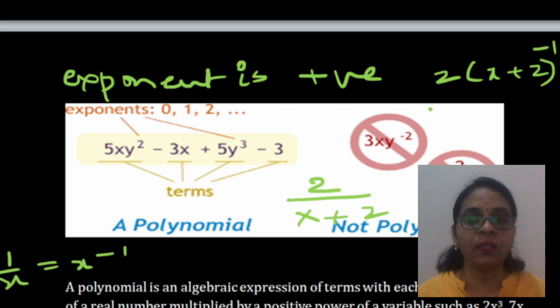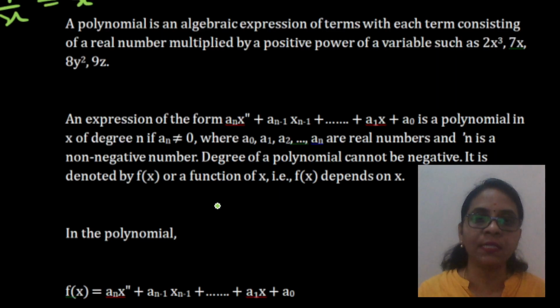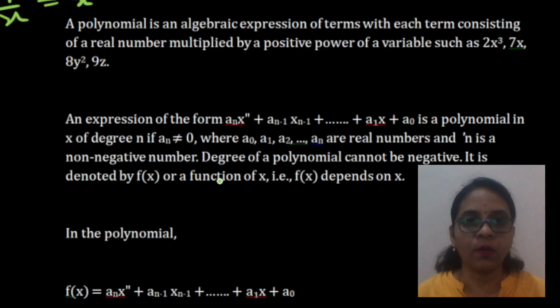So, did you understand the difference between a polynomial and a multinomial? So, what is a polynomial? It is an algebraic expression of terms with each term consisting of a real number multiplied by a positive power of a variable. The variable could be x, the variable could be y, it could be some a, whatever it is, that is what is a polynomial. So, let us see the definition of a polynomial. A polynomial is an algebraic expression of terms with each term consisting of a real number multiplied by a positive power of a variable, such as, there are some examples given, 2x cube, 7x, whatever it is. Okay. So, now in general, how do you write a polynomial?